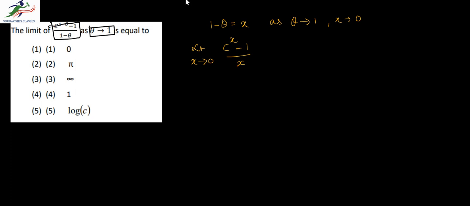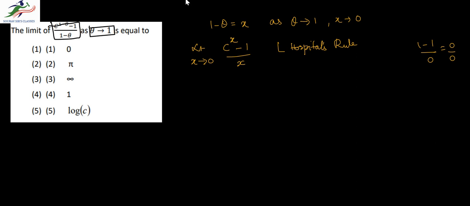So we can clearly see that if we substitute the value of x equal to 0, we will get this as 1 minus 1 over 0, which is 0 over 0, which is not valid. So we have to use L'Hospital's rule here. L'Hospital's rule. That means we have to differentiate the numerator and the denominator.